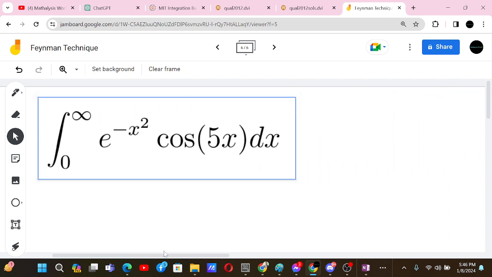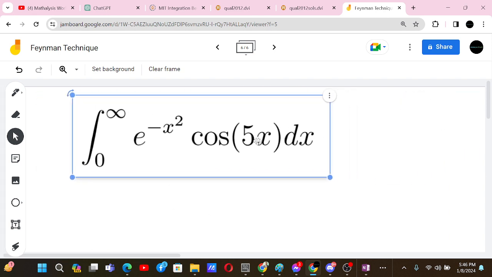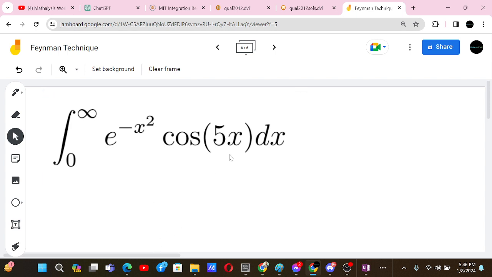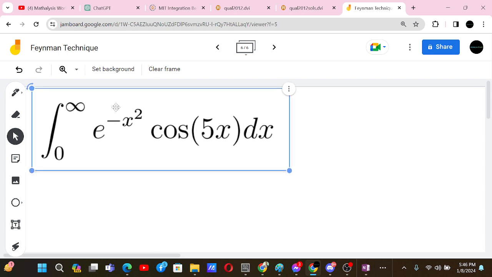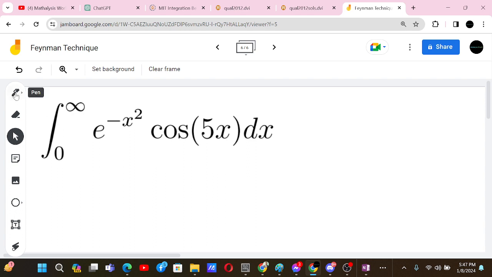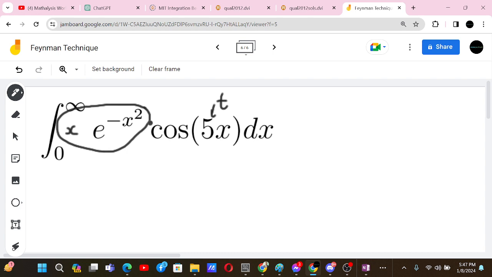Okay, let's solve it now. So about this one, the idea is to introduce a t variable in place of x, so that when we differentiate, we will have x over here, and so we can integrate this part. So that's the idea for this problem.